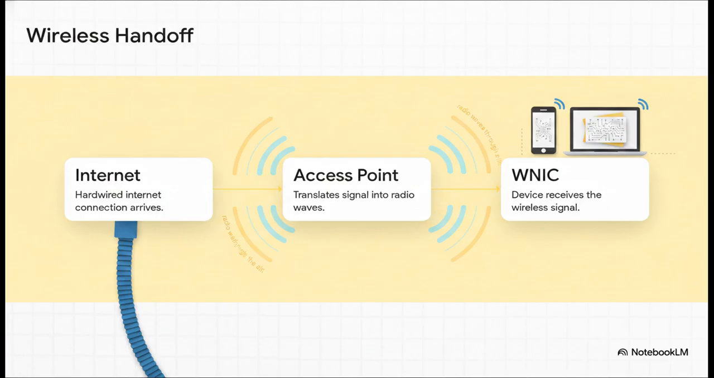Step 1, your heavy-duty internet connection comes into the building hardwired. Step 2, that hardwired connection hits a wireless access point, or WAP. Step 3, the data is transmitted invisibly through the air to a wireless network interface card, or WNIC, located deep inside your personal device. It feels like effortless magic, but it is highly engineered routing.